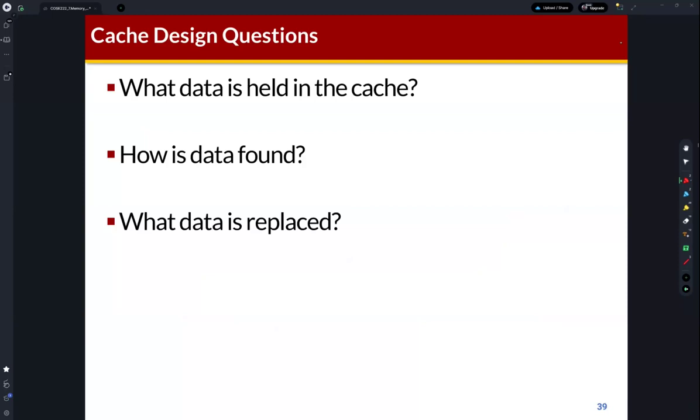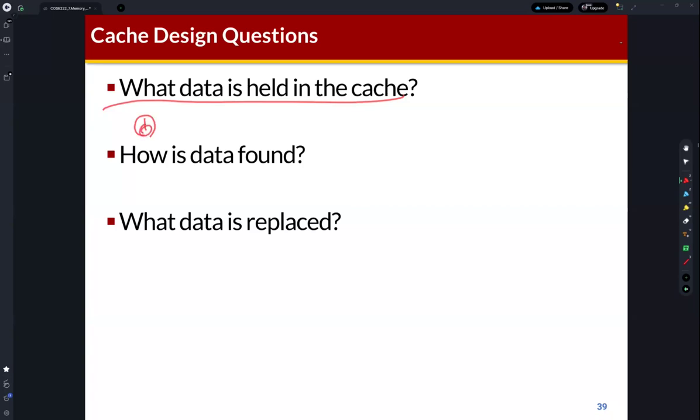So what is the first question? The first question is, what data is held in the cache? Which data needs to be stored in the cache? I mentioned the cache is temporary storage space. We cannot store all data in the cache because the cache size is small. Then what does that mean? We need to select which data will be stored in the cache. So what data is held in the cache?